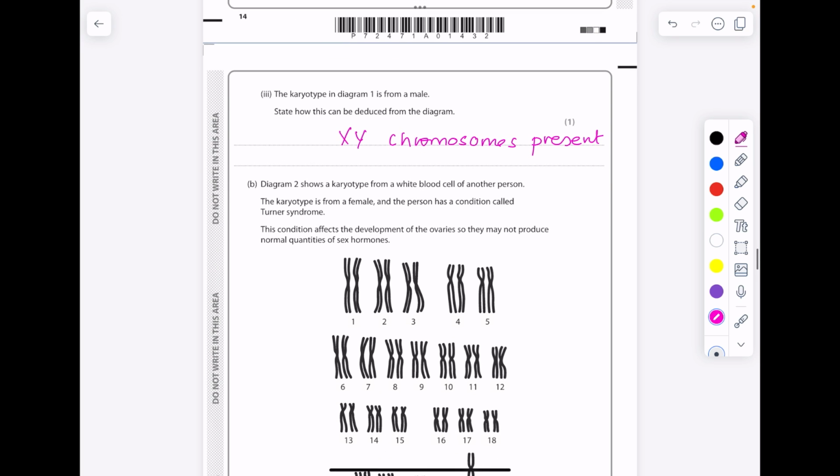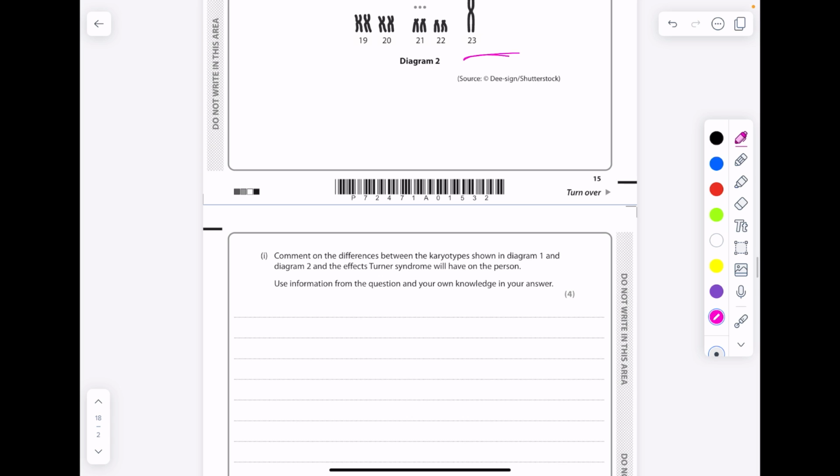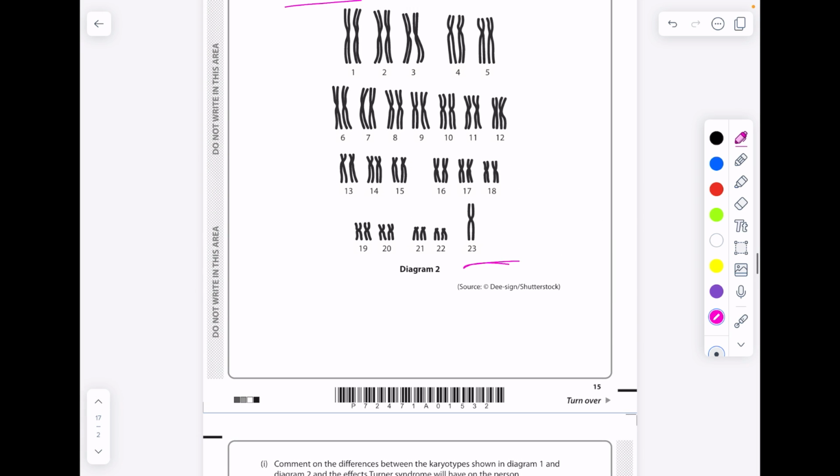Diagram 2 shows the karyotype from a white blood cell from another person. The karyotype is from a female, and the person has a condition called Turner syndrome. The condition affects the development of the ovaries, so they may not produce the normal quantities of sex hormones. Comment on the differences between the karyotype shown in diagram 1 and diagram 2 and the effects of Turner syndrome will have on the person. Use information from the question and your own knowledge in the answer.